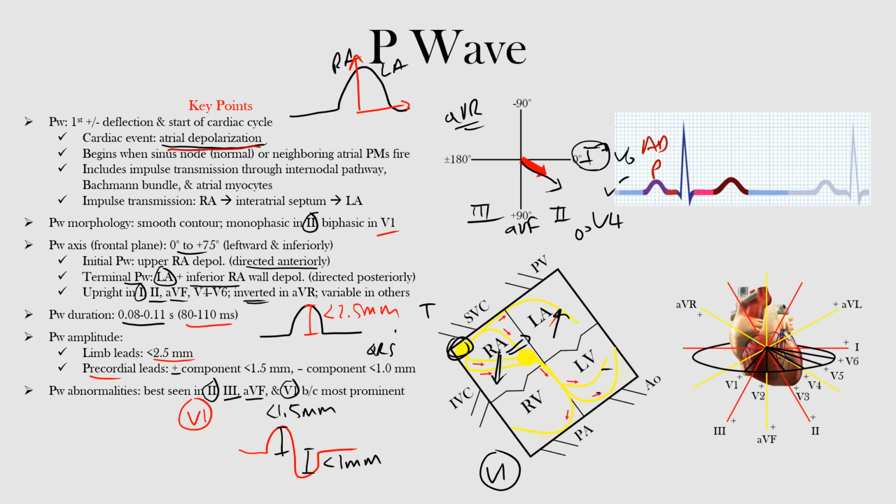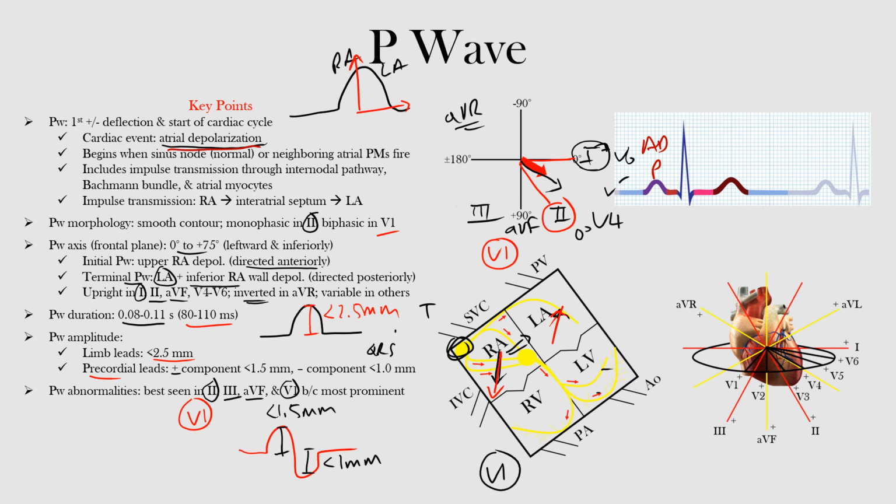Now, when we talked about the morphology, we said it's usually a smooth contour, monophasic or biphasic. Usually monophasic in lead 2, as it heads towards that. And then V1, that sits here, is biphasic as it moves anteriorly towards that lead, and then posteriorly to depolarize the left atrium is where you see that biphasic P wave occurring. Remember, the P wave axis is normally between 0 degrees and positive 75 degrees, leftward and inferiorly directed.